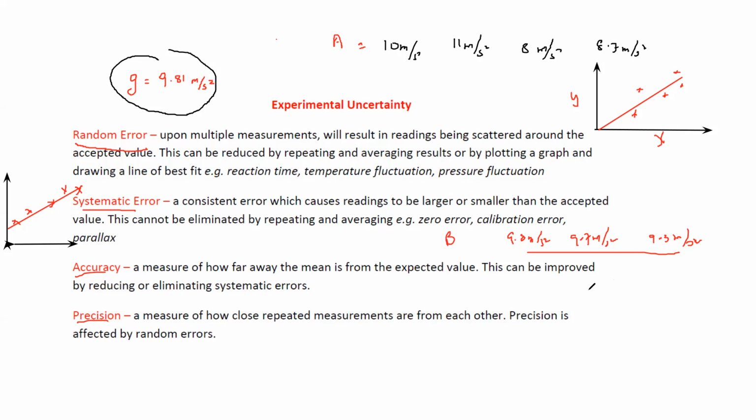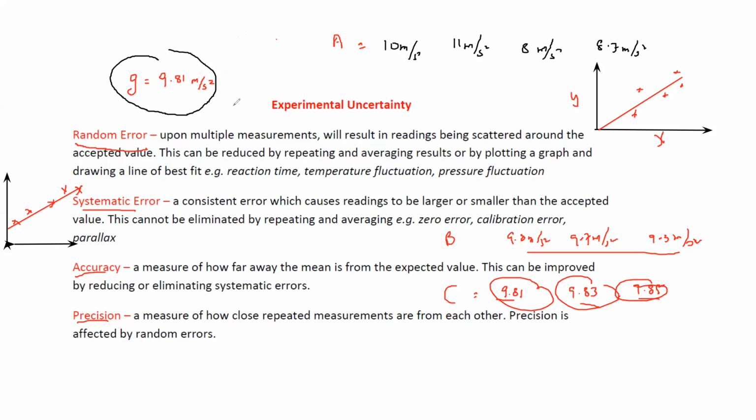So for example, a student C is finding the acceleration due to gravity. His results are 9.81, 9.83, 9.85. You can see that when I take the average of 9.81, 9.83 and 9.85, the average will be closer to the actual value. So it means student C is accurate.